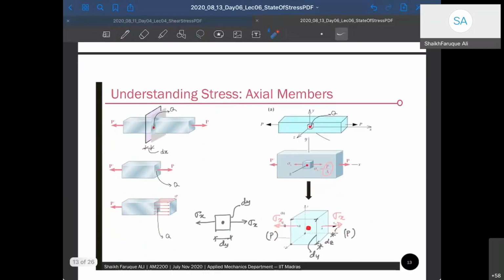And the load is going to be P by A here. And since it has to balance, so this is sigma x, it also has to be sigma x because both side area is dx dy, right? Or dz dy. Okay, so both side it has to be same sigma x. So this is balance of forces, equilibrium. Okay, from equilibrium equations.